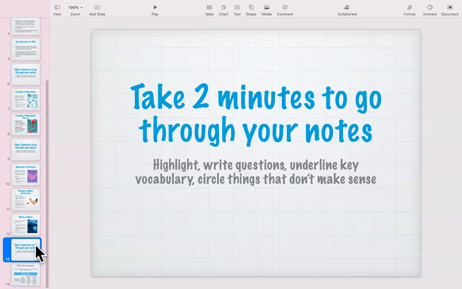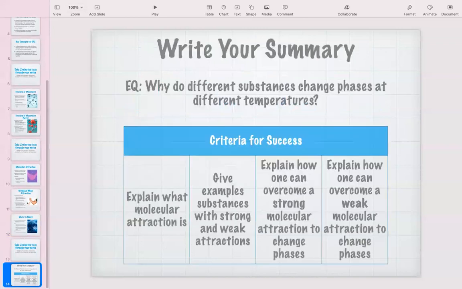What I want you to do is just go ahead and pause me again. You're going to highlight one more time. You're going to write questions. You're going to underline key vocabulary. You're going to circle things that don't make sense. You're going to ask me for help. But I'm going to go ahead and explain your summary.